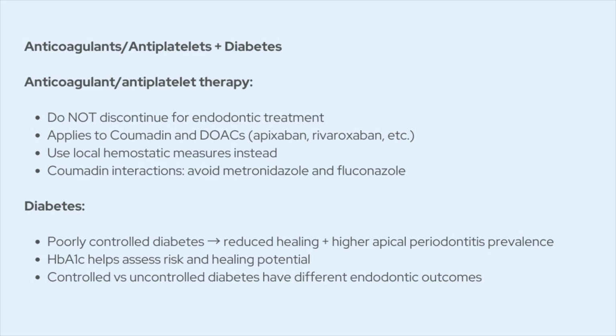All right, moving into diabetes, because this one significantly impacts pulpal and periapical health. Poorly controlled diabetes reduces healing potential and increases the prevalence of apical periodontitis. Knowing the patient's HbA1c gives you a good sense of their risk profile. Controlled diabetes behaves differently from uncontrolled diabetes, and treatment outcomes reflect that.